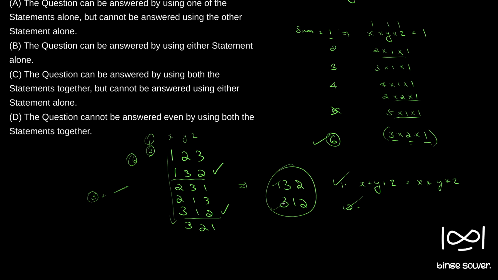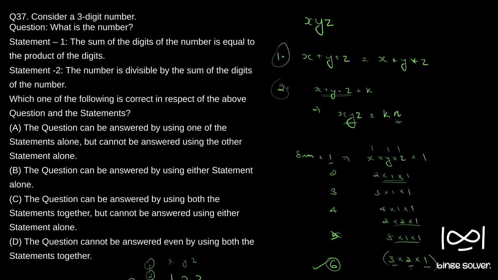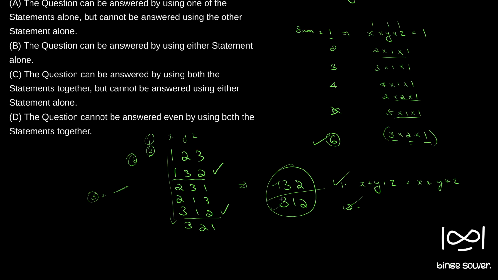And as you can see, even after using statement 1 and statement 2, we are not able to arrive at a single answer. Both 132 and 312 satisfy these two statements. So we will not be able to find the answer using statement 1 and 2. That is what this means.